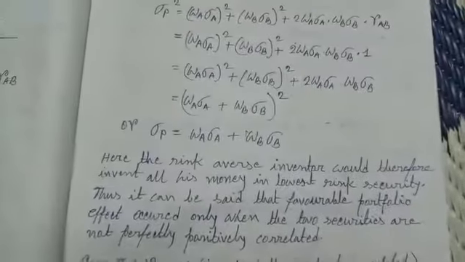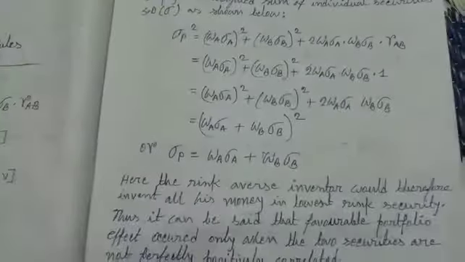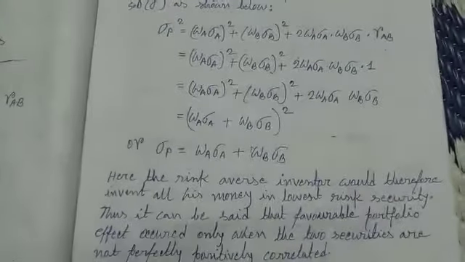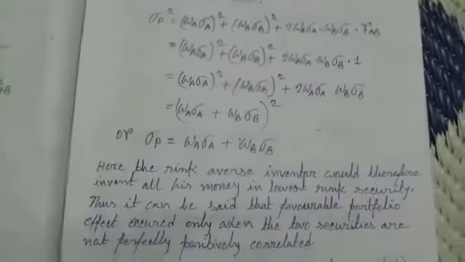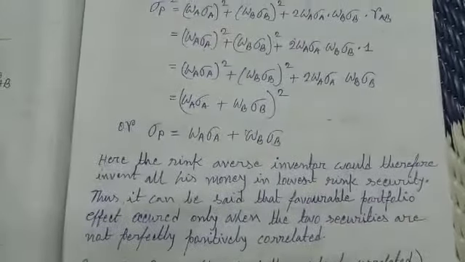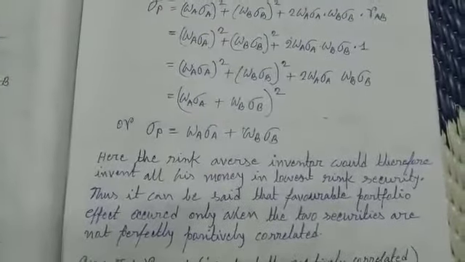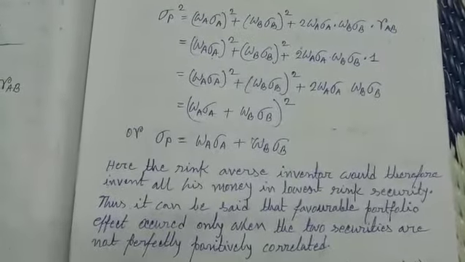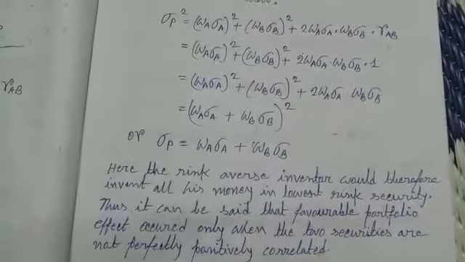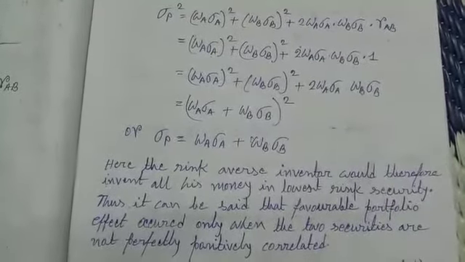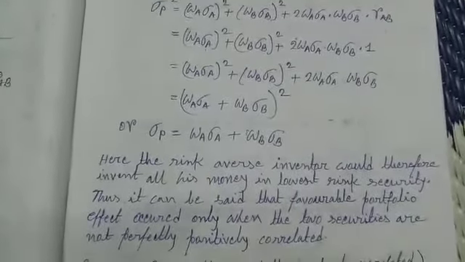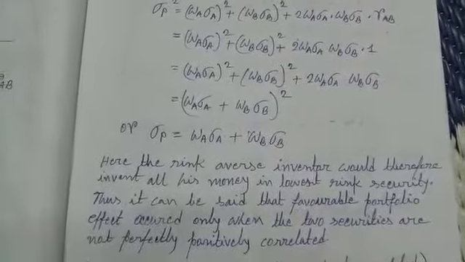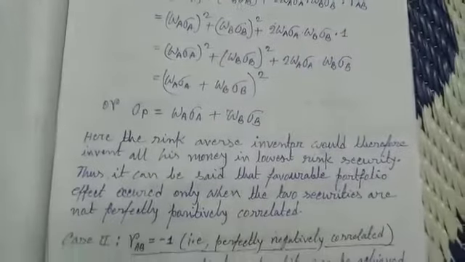If two securities are perfectly positively correlated, there will be no diversification benefit. Here, by constructing a portfolio, the investors cannot reduce their risk. So here the risk averse investors should invest their money in the security having the lower risk. So we can say that favorable diversification effect will be there when RAB is not equal to 1. That means when securities are not perfectly positively correlated, there will be the favorable diversification effect.